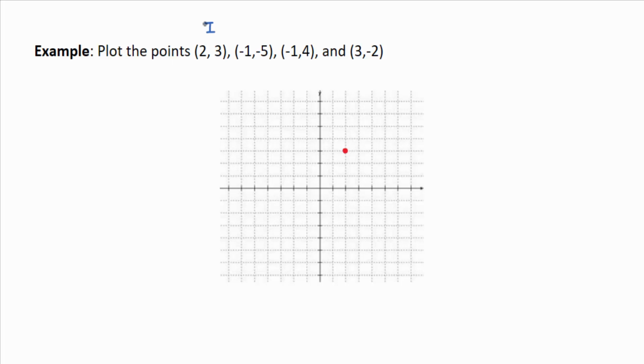Okay, now plot for me, and you guys can do this along with me on your paper. You don't need to draw the grid, just the x, y axes and maybe some scale marks. Plot with me -1, -5. Go ahead and plot that. I'll do it silently, and then tell me what quadrant we're in when you're done plotting it. -1, -5.